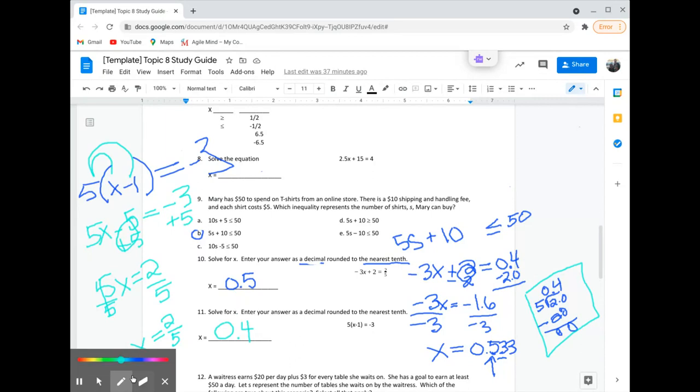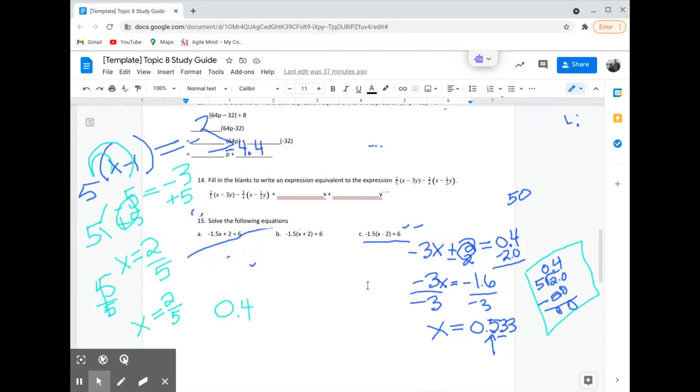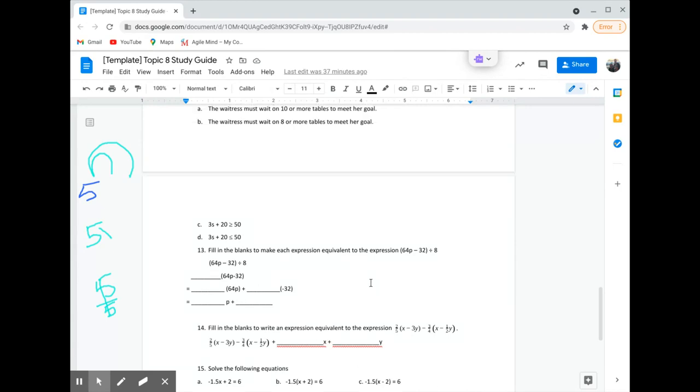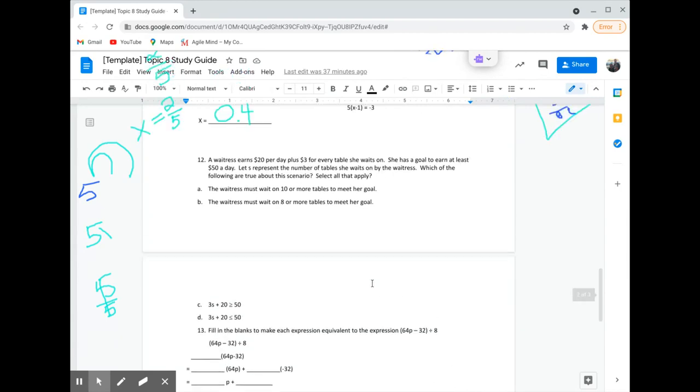All right. So we're on number 12. Read that one for us, Najela. A waitress earns $20 per day plus $3 for every table she waits on. She has a goal to earn at least $50 a day. Let S represent the number of tables she waits on. Which of the following are true about the scenario?